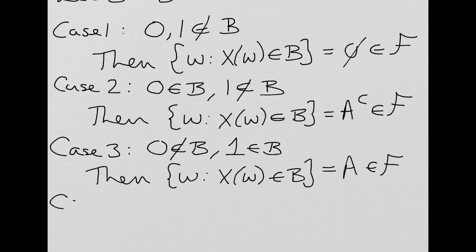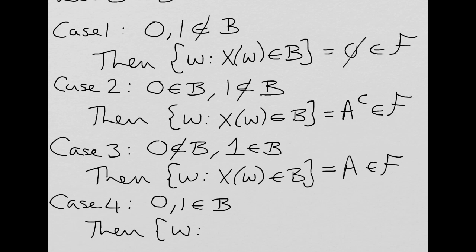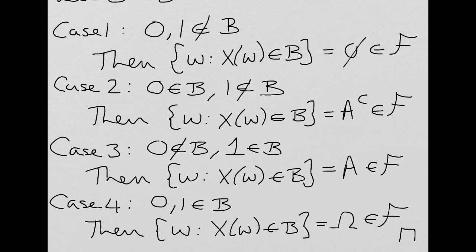And the final case is when 0 and 1 are both contained in B. So in this case, the outcomes that are mapped into the set B, well, that includes all outcomes, because all outcomes are either mapped to 0 or 1. So this is the full sample space, and that's also contained in F. So in all four cases, we've shown that these sets are contained in the sigma field, and we're done.